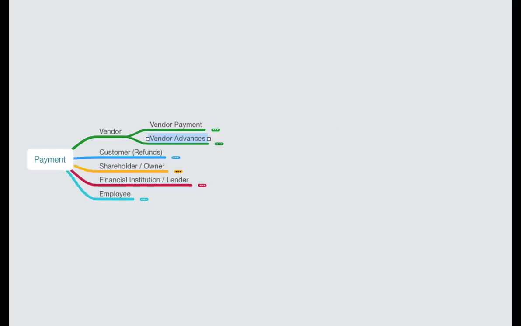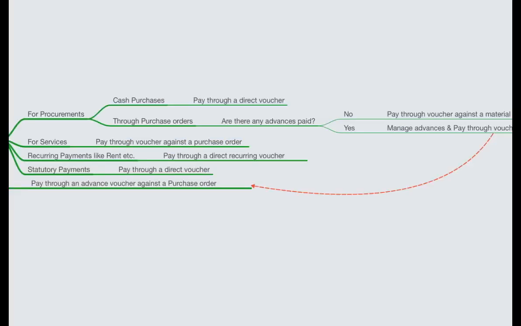It's not uncommon in the business to pay advances to vendors before the material receiving. In such cases, create an advance voucher against the purchase order, and pay to vendor. But when you receive the material, make sure to manage the advance, to close the advance and create another voucher for the rest of the amount.